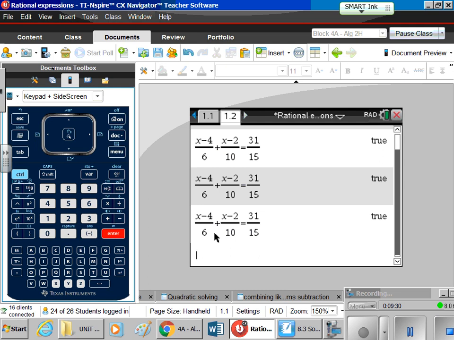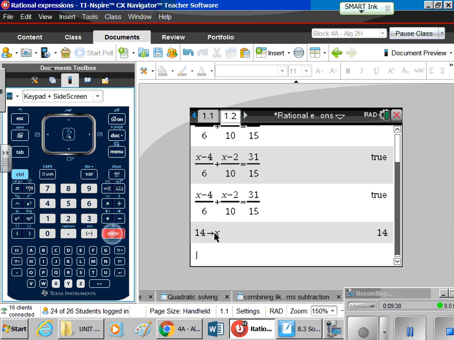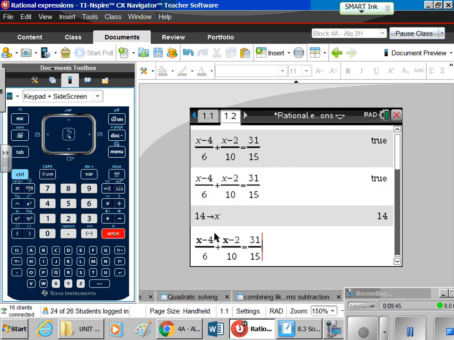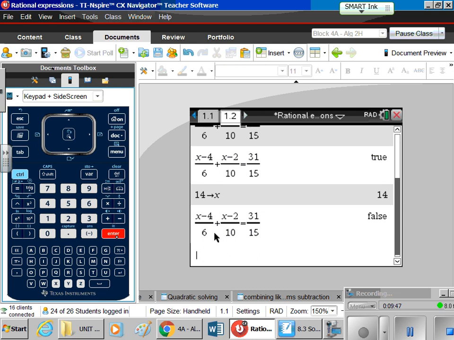So let's say, for example, it was false. So I might take 14 and store it to x. Now, we know that it already works, so now it's definitely going to come out false. Use your up toggle button until you highlight it, hit enter, it brings it back, and it retests it. And of course, it's going to be false this time because we know the answer is 11 and not 14.